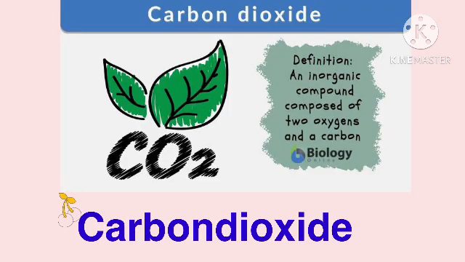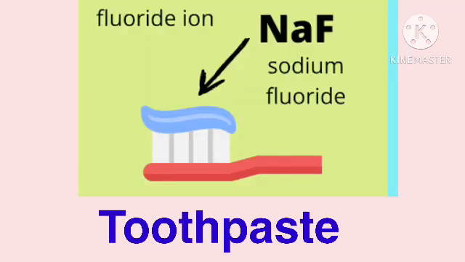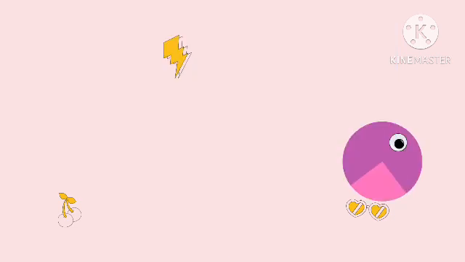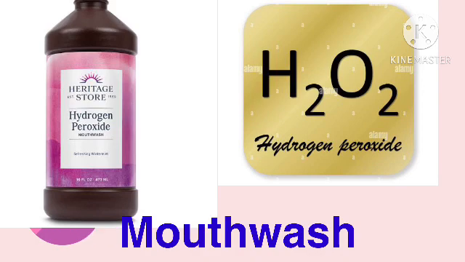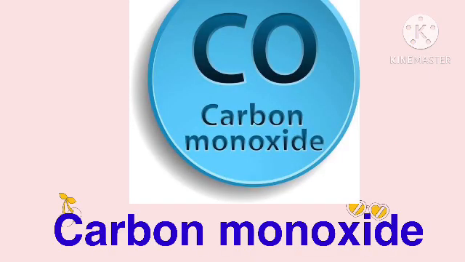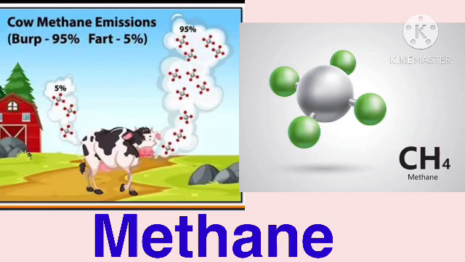We have carbon dioxide, CO2, carbon and oxygen. We have toothpaste, and that is sodium fluoride. So when you mix sodium and fluorine together, you get a compound in toothpaste. We also have mouthwash, which is an example of a compound, and that is H2O2, hydrogen peroxide. We also have carbon monoxide, CO, as an example of a compound. And lastly, we have methane, which is CH4, as an example of a compound.